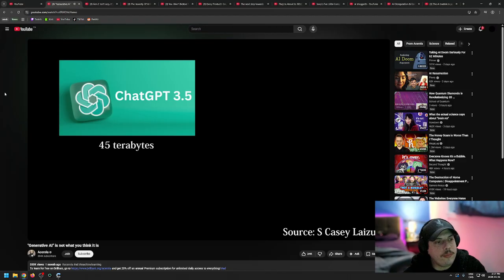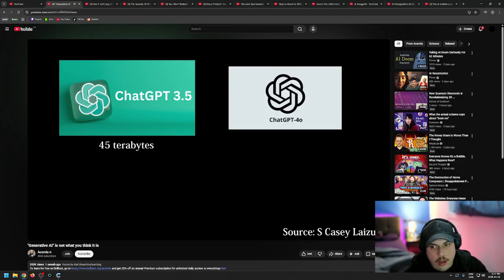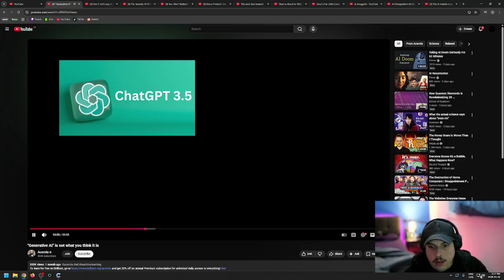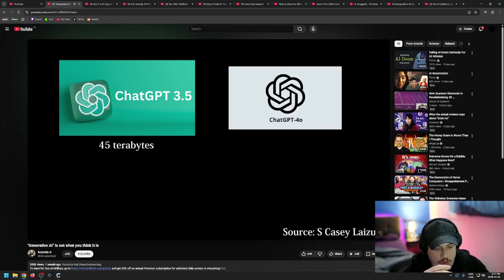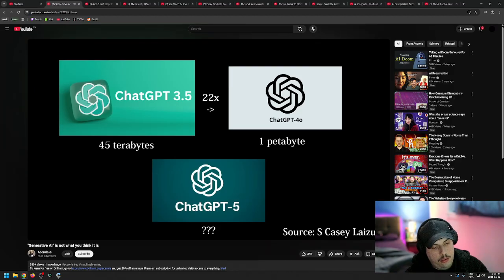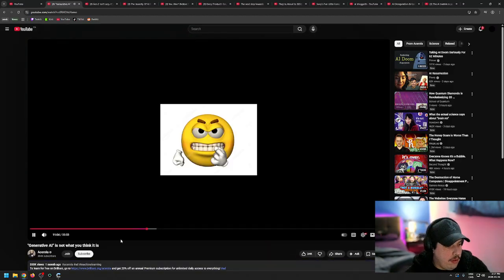ChatGPT 3.5 was trained on 45 terabytes of data. ChatGPT 4 was trained on 1 petabyte of data, and we don't know how much was fed into ChatGPT 5, but it's reasonable to assume it's a big number.